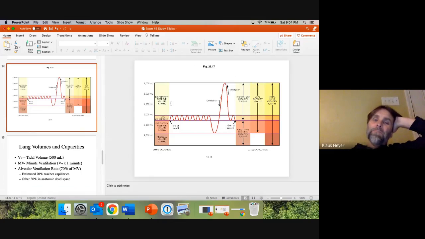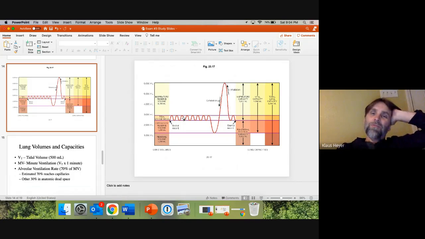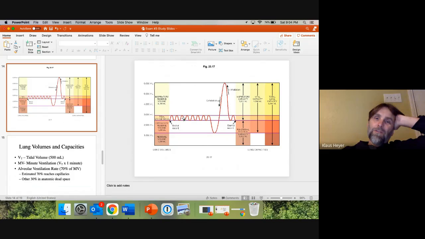See this red line here, up, down, up, down. It's tidal volume, just like the tide goes in and out. That's just your normal breathing. I definitely want you to know tidal volume. Tidal volume is about half a liter, or in other words, 500 milliliters. Definitely important. You should know what tidal volume is. So just your normal breath is about 500 milliliters.